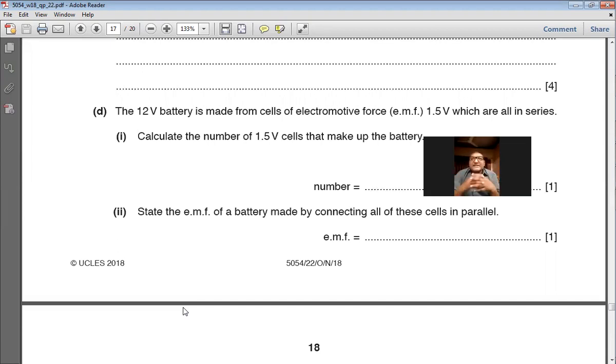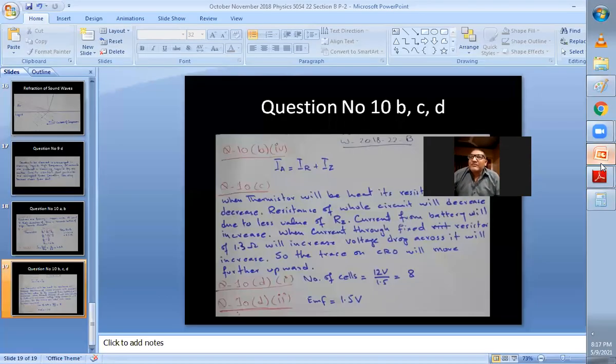You know, when you connect the cells in parallel, their EMFs do not add up. So whatever the EMF of a single cell is, that will be the EMF of the whole combination when you connect them in parallel. So that will be 1.5. Let me show you my answer and then we move on.